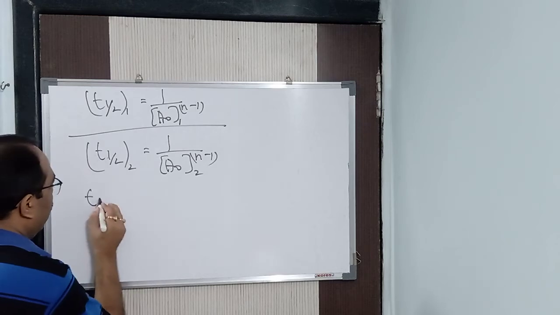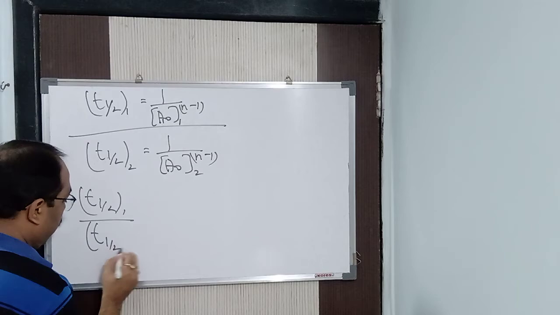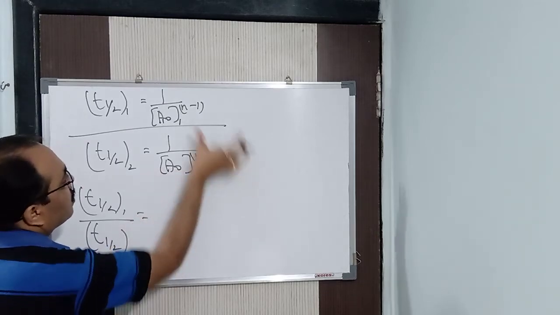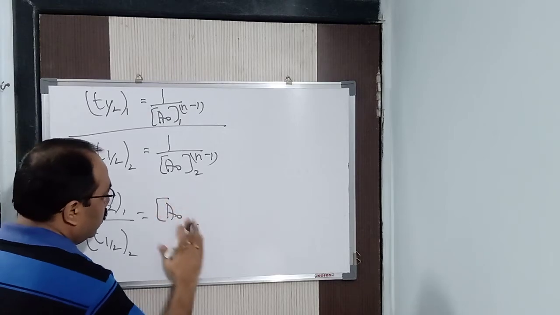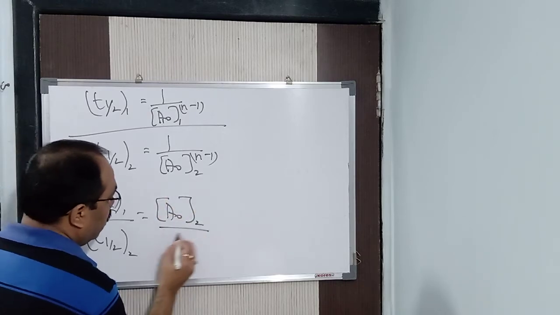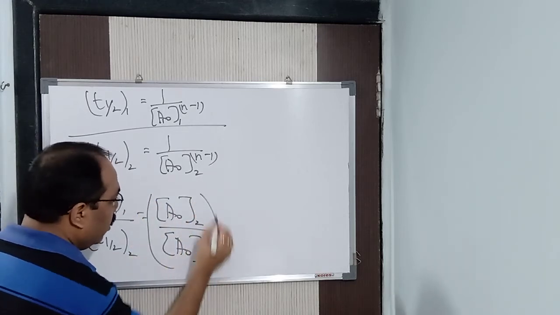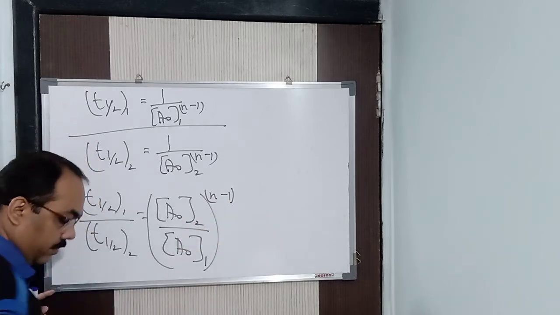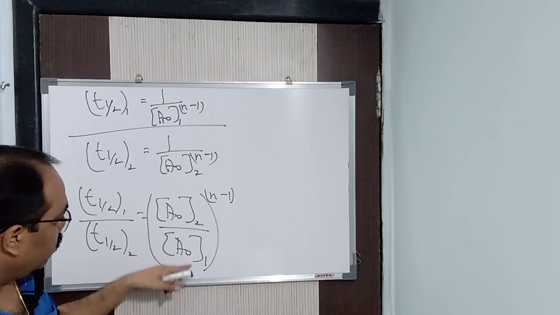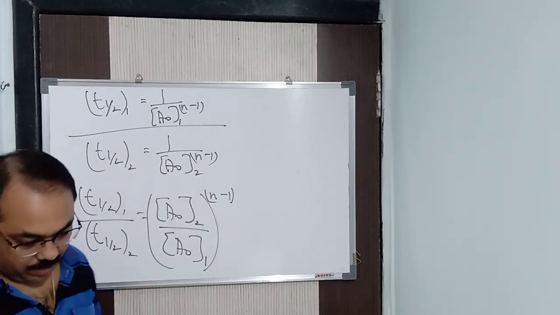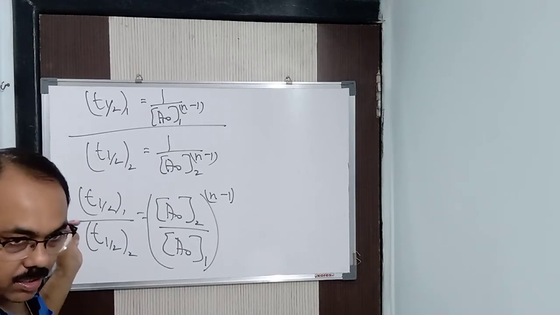Divide it. What will I get? T half 1 by T half 2. I can write this as the top one and this one below. So what is that? A naught 2 by A naught 1, whole to the power n minus 1. Here, concentration A naught 2 by A naught 1 whole to the power n minus 1. Okay, fine. This is a formula, we got it.